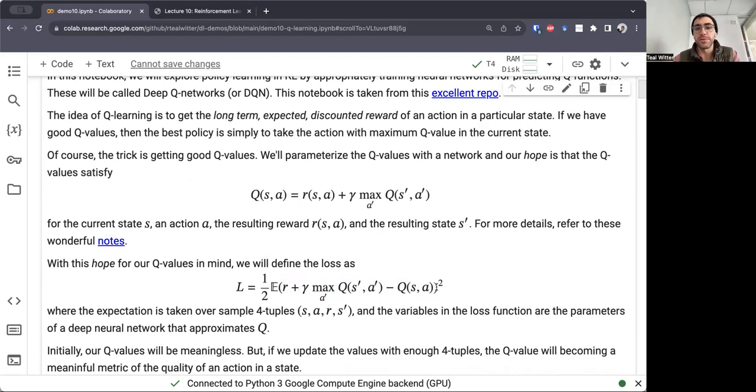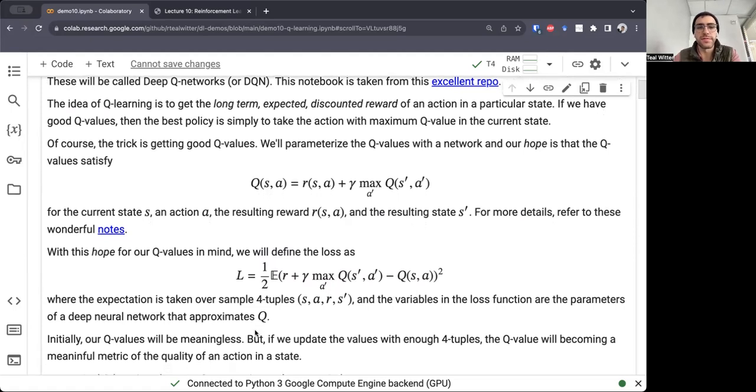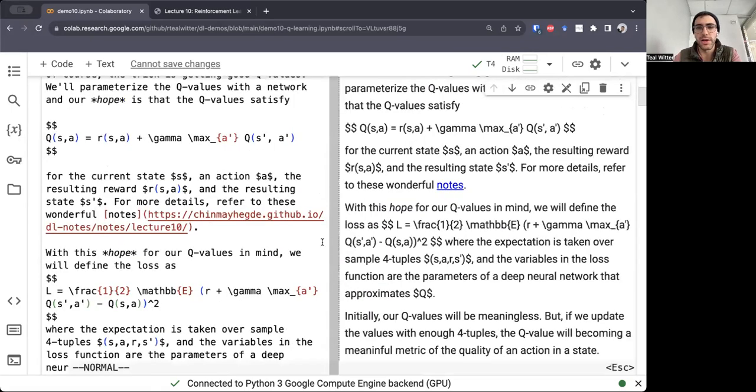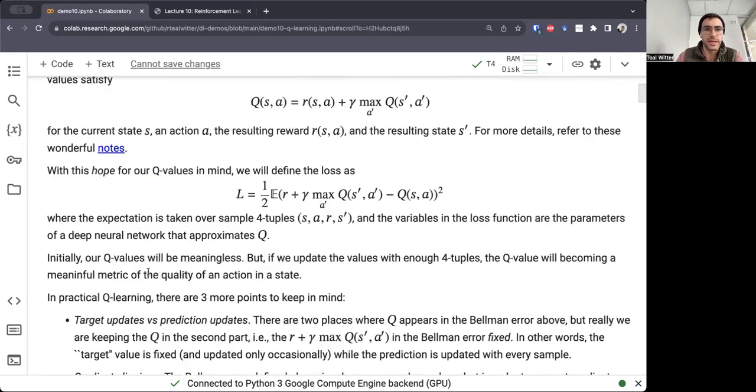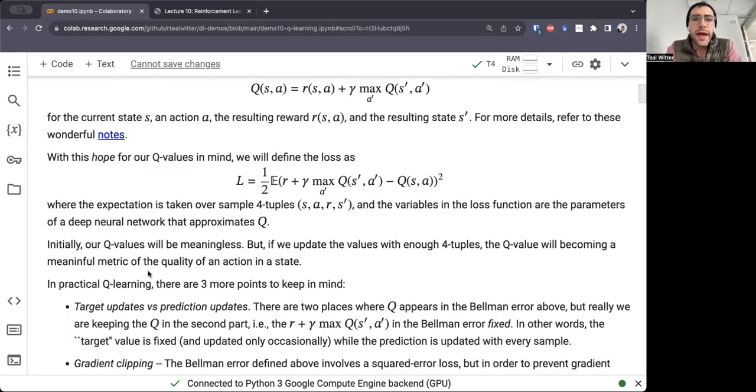This is defined not just for a particular example of a state, action, reward in the next state, but an expectation over them. And that's why there's this expectation symbol right here. So we'll compute this loss for lots of different 4 tuples, S, A, R, and S prime. And the variables in the loss functions are the parameters of our deep neural network that approximates Q. So this is defined in some parameters, and the other place it appears is also defined in these parameters.